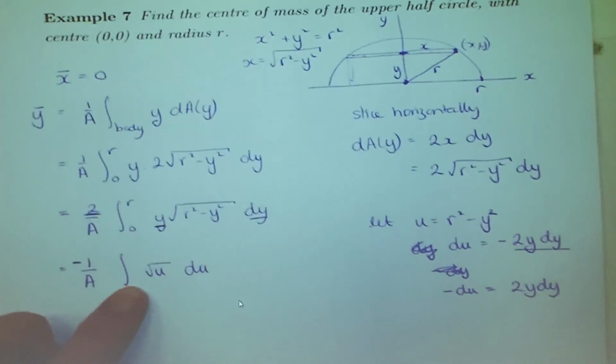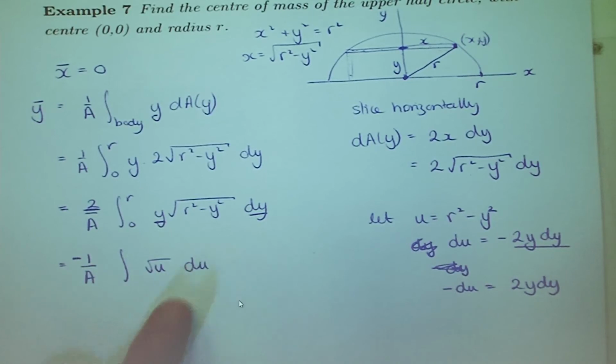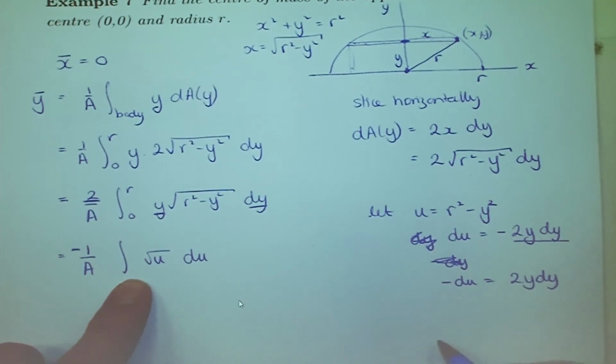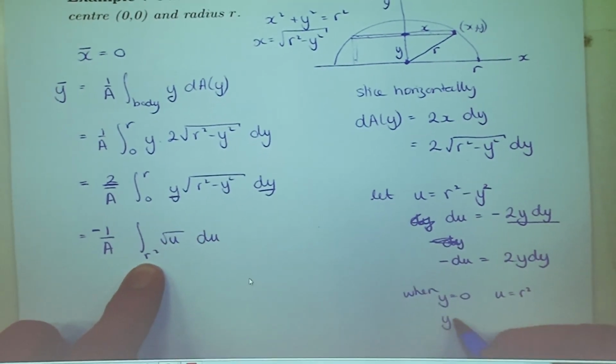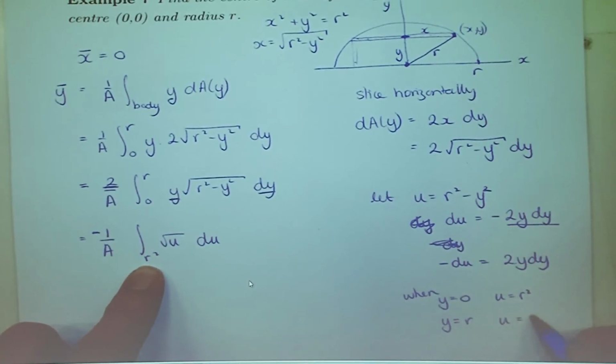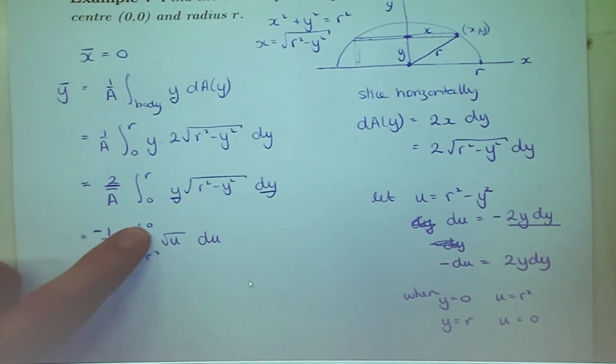Okay. These are y bounds, right? So either we better say y equals 0 and y equals r, or we better change them to u. I'm going to change them to u's. When y equals 0, u equals r squared. When y equals r, u equals 0. This is one of those integrals that looks funny because you've got a 0 up the top, but actually that's because of this minus sign. Those two things will kind of cancel each other out.